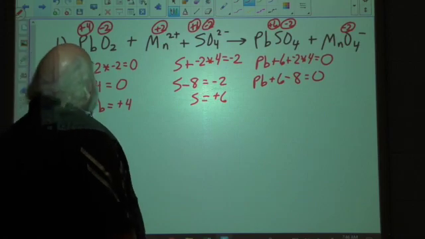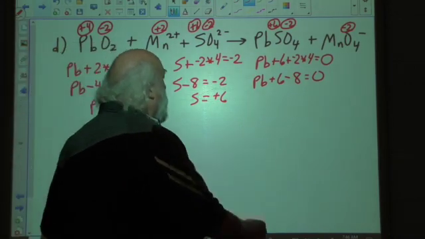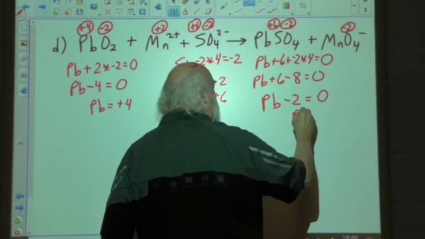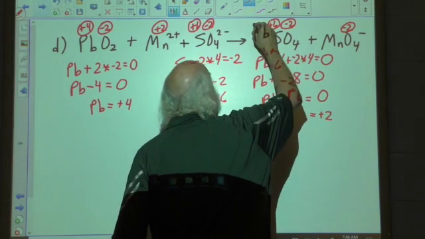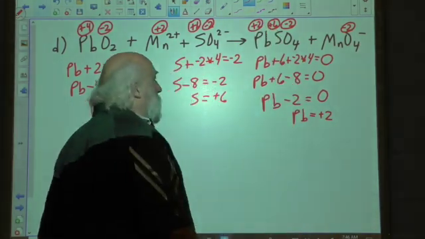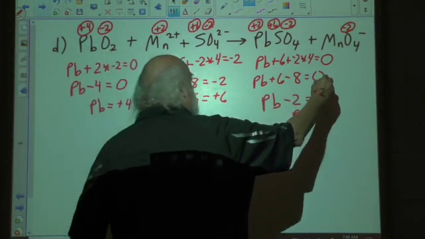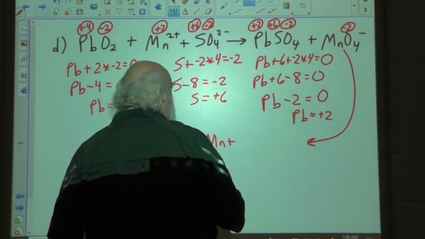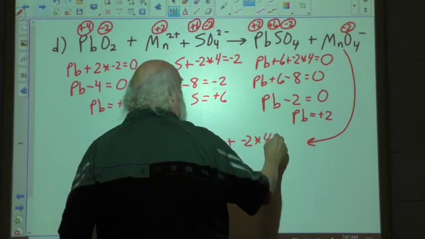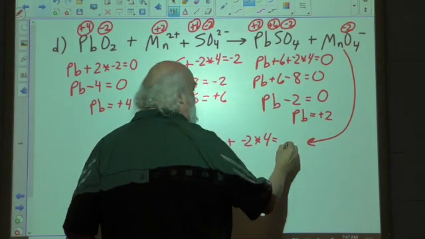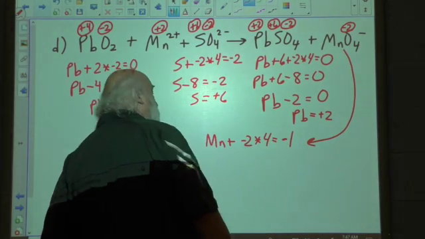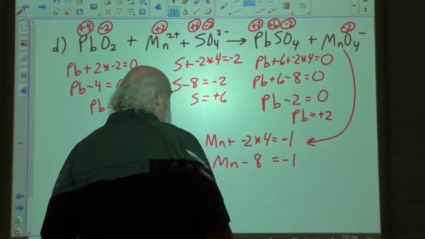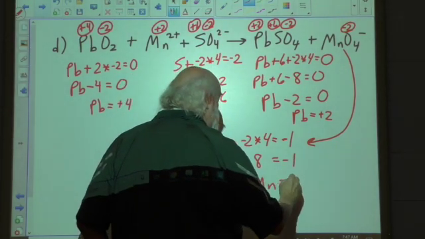Okay? So that means Pb minus 2 equals 0. And therefore Pb equals positive 2. So we'll put a +2 right there. And then for this one right here, we'll do this down here. This is going to be Mn plus -2 times 4 equals the charge of this polyatomic ion, which is -1. So this becomes Mn minus 8 equals -1. Which means Mn is going to equal positive 7.